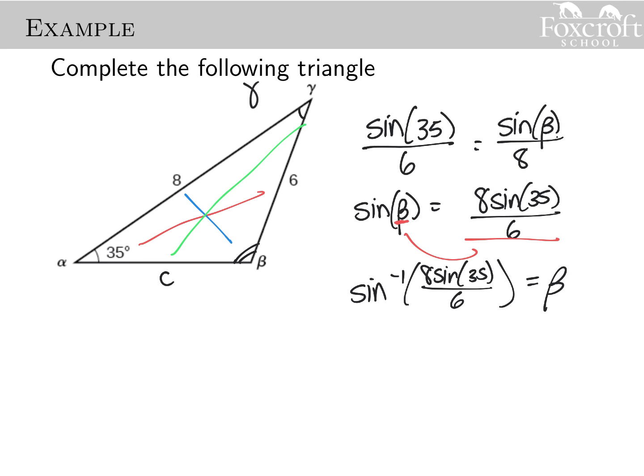If you're doing this in a handheld calculator, really make sure you're careful with your parentheses to identify the fraction and what's in the parentheses and everything like that. I would end up getting beta is 49.9 degrees.